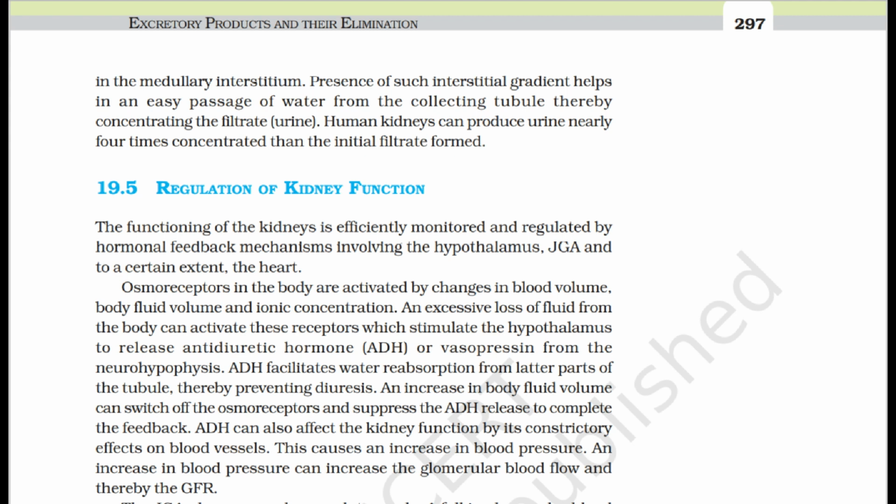ADH facilitates water reabsorption from latter parts of the tubule, thereby preventing diuresis. An increase in body fluid volume can switch off the osmoreceptors and suppress the ADH release to complete the feedback. ADH can also affect the kidney function by its constrictory effects on blood vessels. This causes an increase in blood pressure. An increase in blood pressure can increase the glomerular blood flow and thereby the GFR.